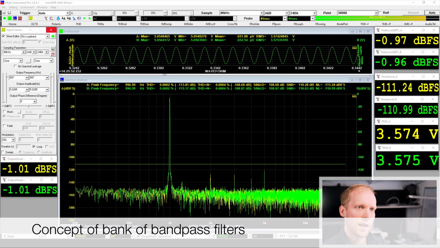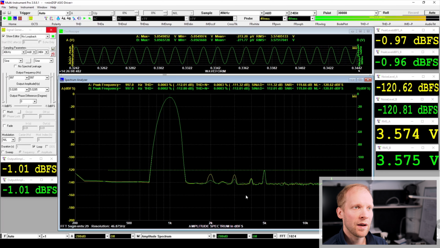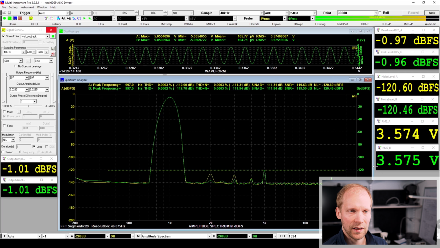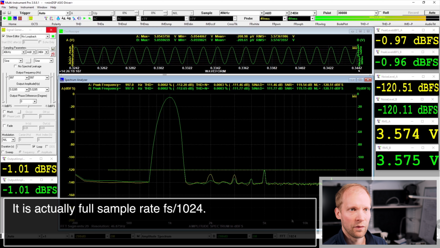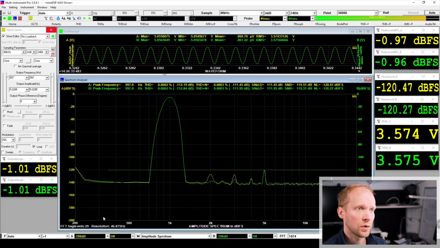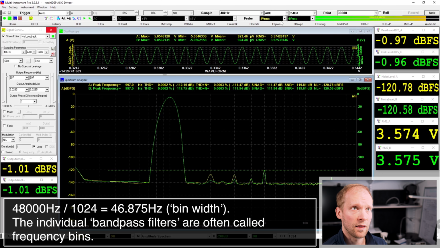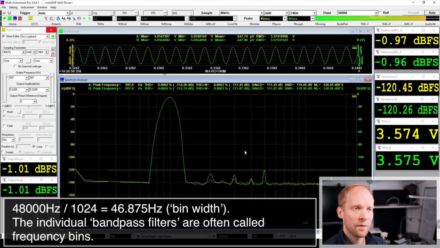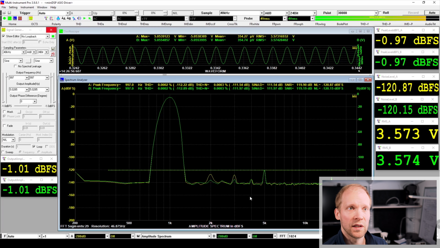If you have an FFT length of, okay, let's put something smaller here, 1024. What you can imagine happens here is that your bandwidth of 24 kilohertz in this case is divided into 1000 bandpass filters of equal width. So 48 kilohertz divided by 1000, it shows it here. Your resolution is 47 hertz, and that's the 48,000 divided by 1024. So then you effectively have this bank of bandpass filters that shows you what's in each filter.